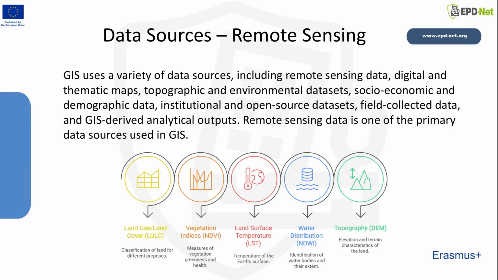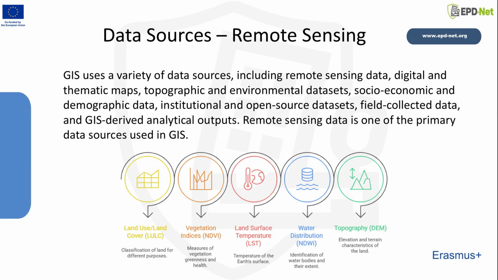GIS uses a wide range of data sources obtained through different methods and technologies, rather than relying on a single source. These data sources include remote sensing data, digital and thematic maps, topographic and environmental datasets, socio-economic and demographic data, institutional and open-source databases, field-collected data, and GIS-derived analytical outputs.